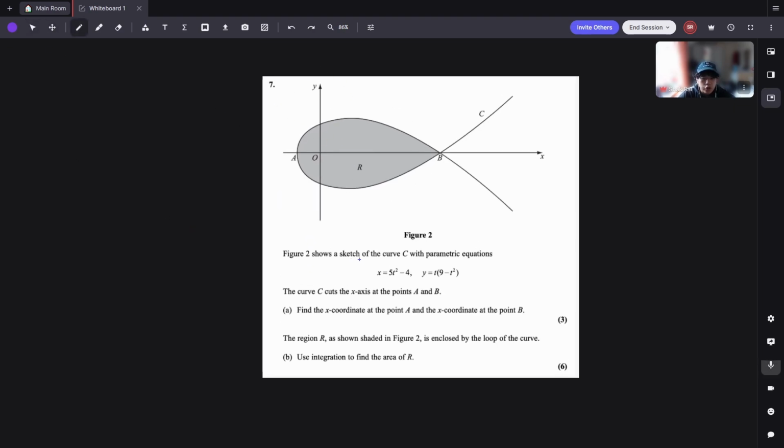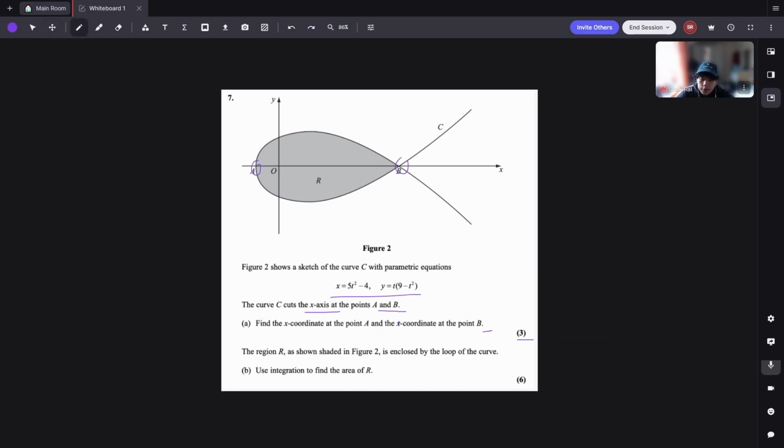It says figure 2 shows a sketch of the curve C with parametric equations x equals 5t squared minus 4 and y equals t multiplied by 9 minus t squared. The curve C cuts the x-axis at point A and point B. So here and here. We need to find the coordinates of A and the x coordinate of B, because obviously the y coordinates are also going to be just 0.